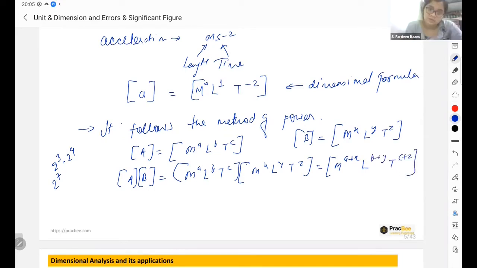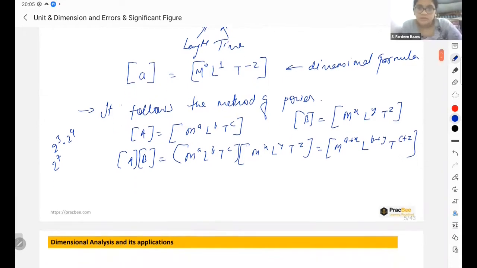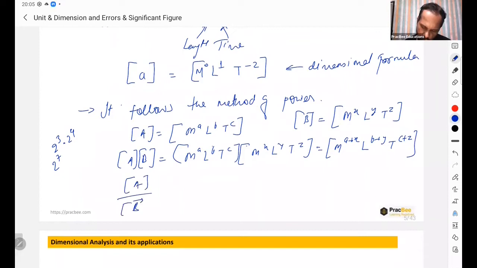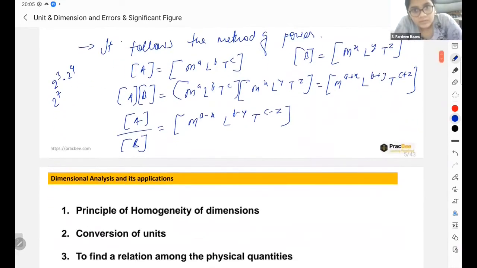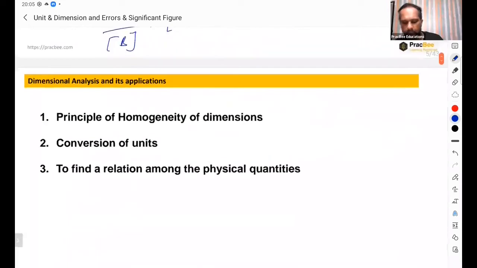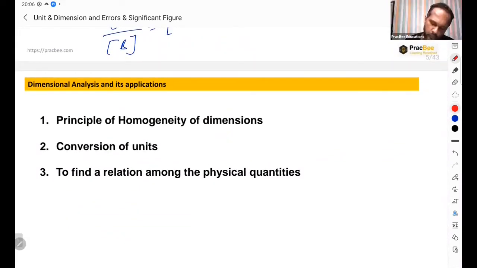Got it? And if we have A by B, it is M^(a minus x), L^(b minus y), T^(c minus z). Is it clear? Now, what are the applications? The applications are the principle of dimensional homogeneity, conversion of units, and finding the relationship among physical quantities. These are the applications that we'll be getting.